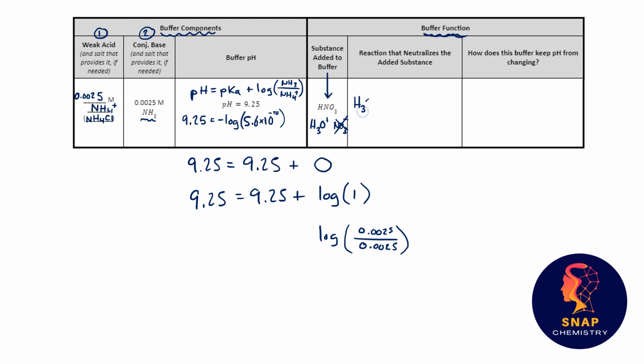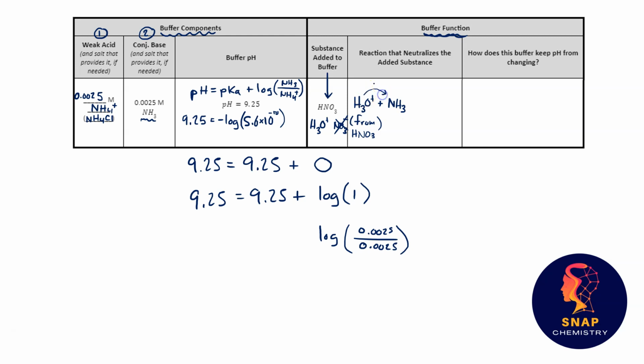Those H3O+ that are coming from the HNO3 are going to react with one of the two buffer components. And that's what you have to choose when you're writing whatever this neutralization reaction is. My buffer has two things. It's got NH4+, the acid, and it's got NH3, the base. What is H3O+ going to react with? Since H3O+ is an acid, of course, it will react with the base. In this case, in this buffer, the base is NH3.